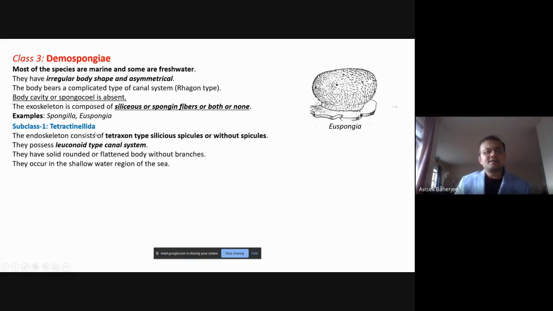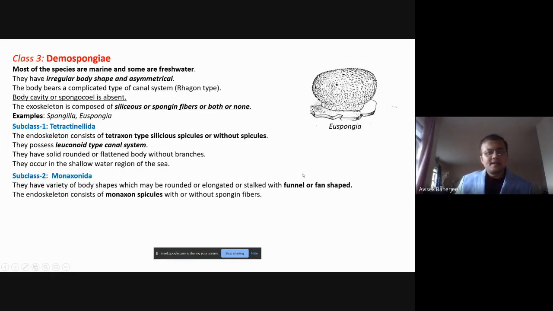So the next subclass is Tetractinellida. As you can see from the name, tetra means 4. So these are the type of poriferans which have tetraxon type siliceous spicules. The tetraxon is 4-rayed. So these are the tetraxon spicules. And the other feature is they have the leuconoid type of canal system, the most complex type of canal system.